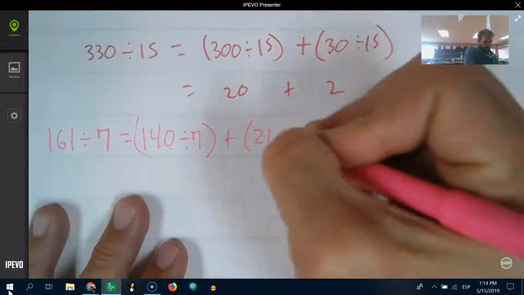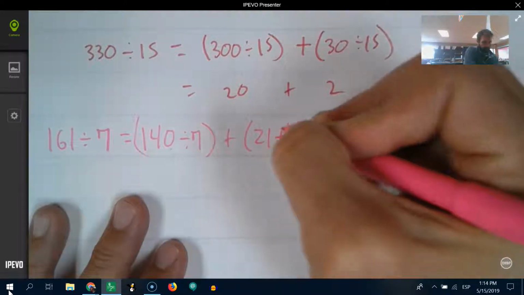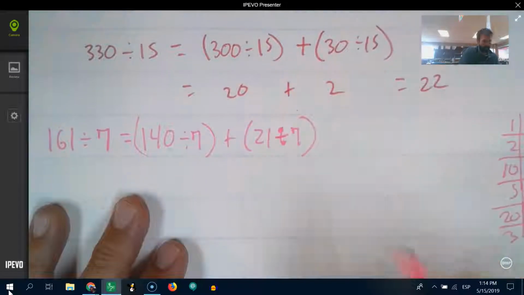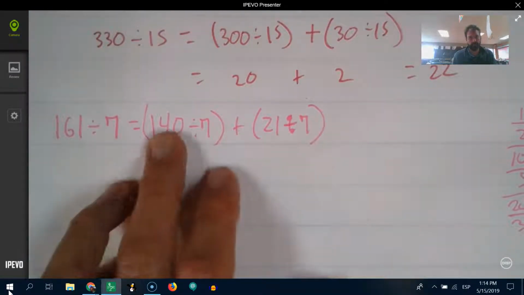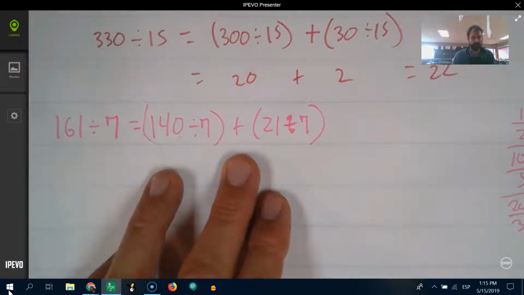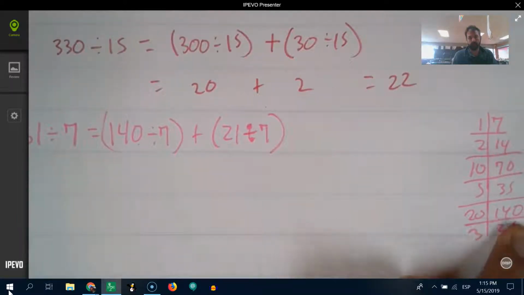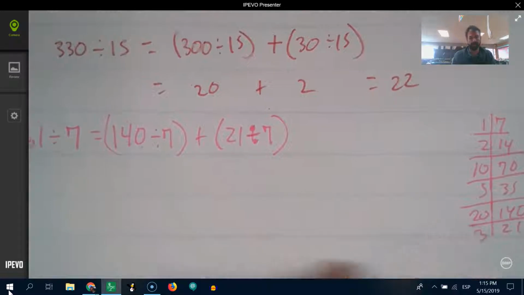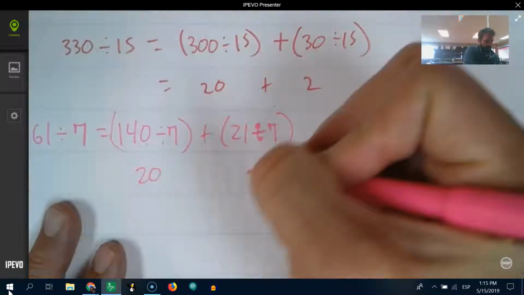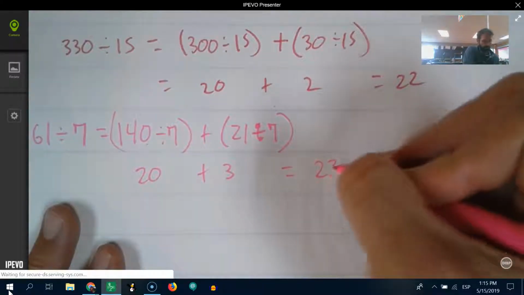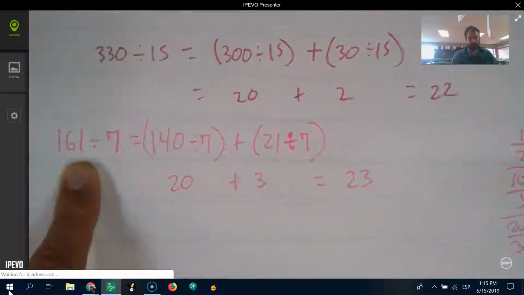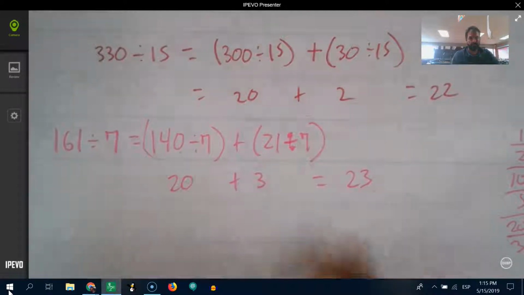plus 21. Oops, I do that a lot. Sorry about that. So I have 140 divided by 7 plus 21 divided by 7. That's 161 divided by 7. Okay, why does this help us? Well, we know 140 divided by 7 is 20. We know that 21 divided by 7 is 3. So that makes 161 divided by 7 equals 23.